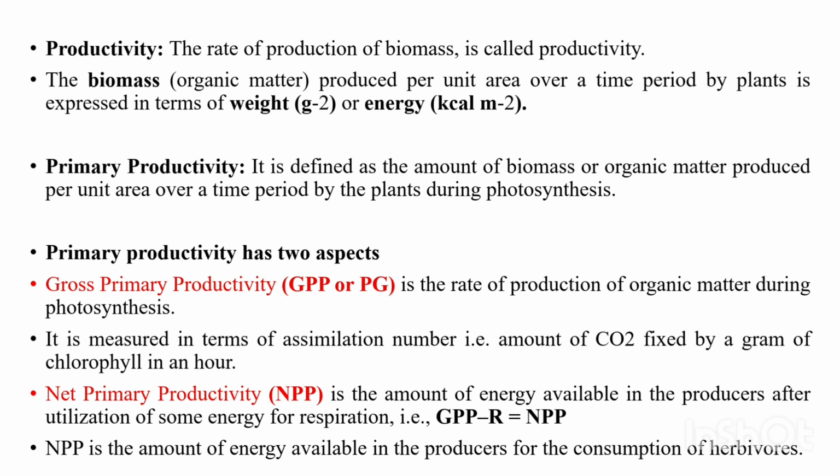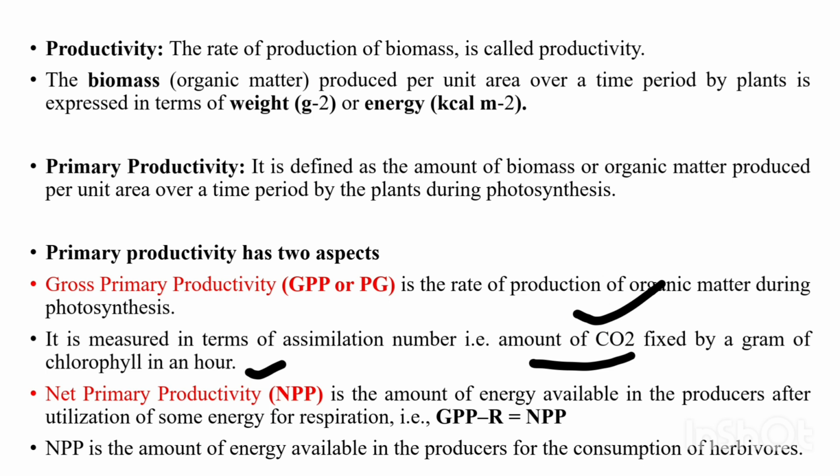So primary productivity has two aspects. One is gross primary productivity, one is net primary productivity. Gross primary productivity is the rate of production of organic matter during photosynthesis. It is measured in terms of assimilation number. That means the amount of carbon dioxide fixed by a gram of chlorophyll in an hour.